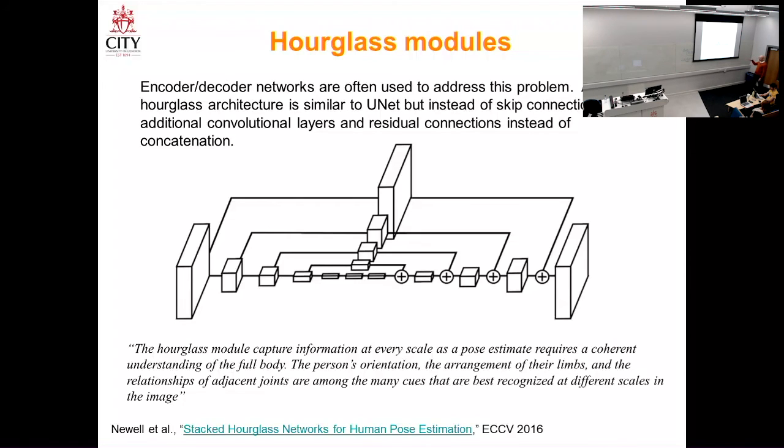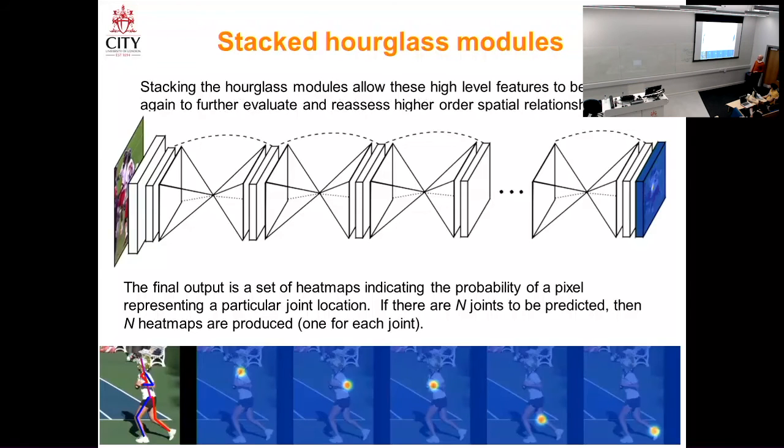In these types of problems, we also typically use encoder-decoder networks. In fact, you could use UNet. There's another approach called an hourglass module, which is very similar to UNet. But instead of skip connections, it has additional convolutional layers and residual connections. So instead of concatenating, we're adding. But essentially, this is very similar to UNet. There's a paper called Stacked Hourglass Networks, which create these things. And rather than just use one, we use a bunch.